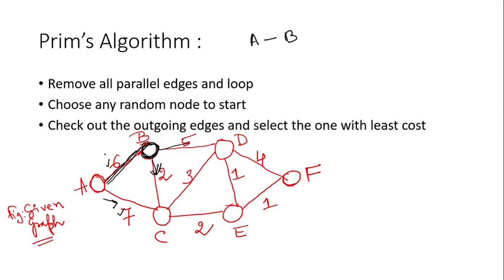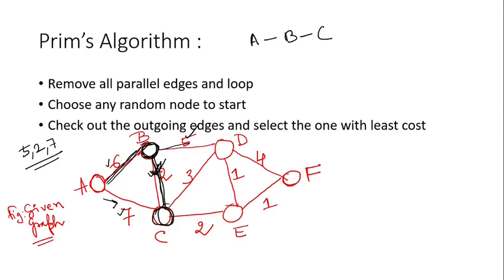Those edges also you have to consider. That means you have to consider among 5, then 2, and then 7, these 3. Among all these, this one is the minimum, so obviously you will be choosing this. So you are reaching C. Now you have visited B to C.